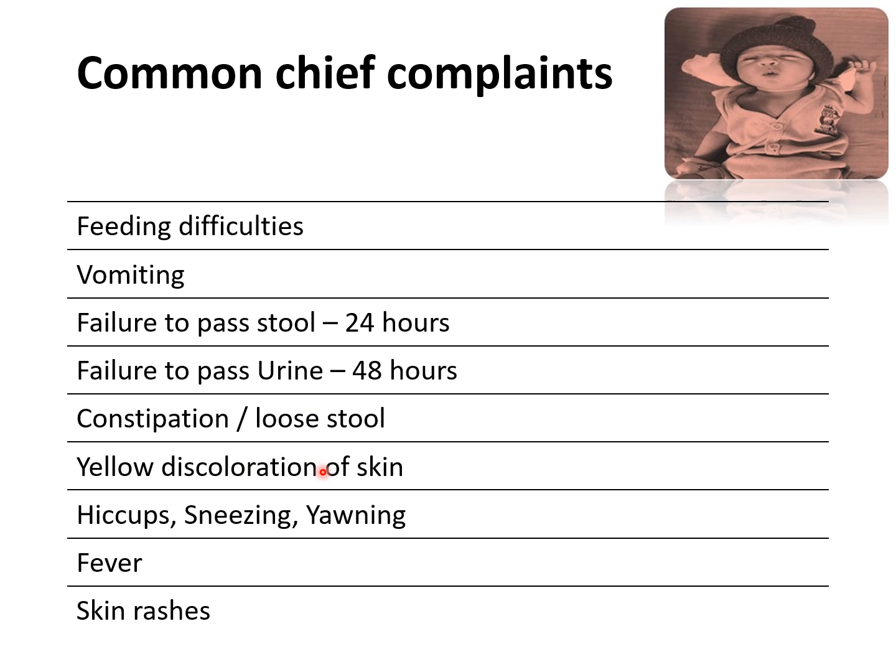Yellow discoloration of skin: we know physiological jaundice is present in 60% of normal healthy term babies and 80% of preterm babies. Hiccups, sneezing, yawning: sometimes parents come with these complaints also, but this is a normal finding. And fever and skin rashes can be there. So we have to differentiate the etiology of fever and skin rashes, whether physiological, as I have discussed in the previous neonatal skin disorder slide. Various benign neonatal conditions are also there.